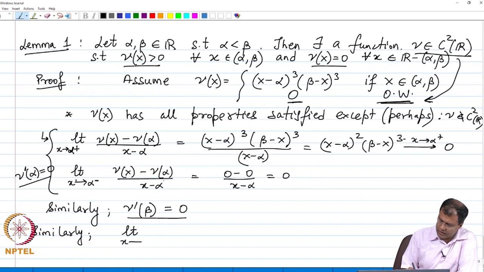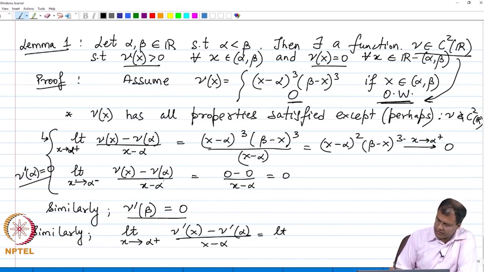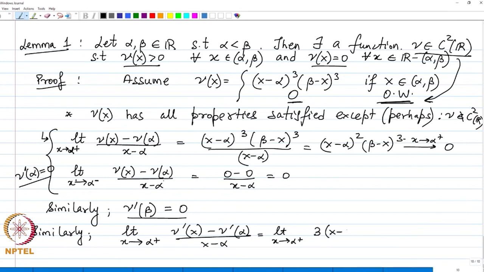Again we have to evaluate the right hand side limit and the left hand side limit of the following ratio: (nu prime of x minus nu prime of alpha) divided by (x minus alpha). The right hand side limit is the following. We have already evaluated nu prime of x, so we can easily differentiate and evaluate. This is 3 times (x minus alpha) squared times (beta minus x) squared, which follows by direct differentiation of the function, so there is no complexity involved, divided by (x minus alpha).